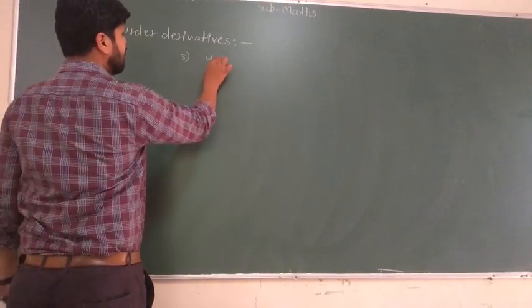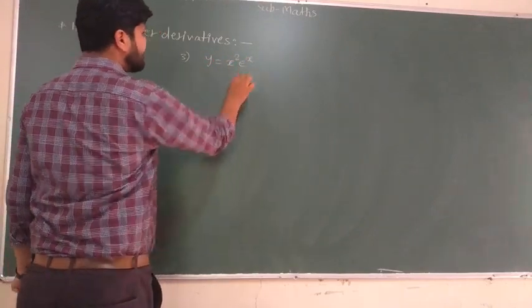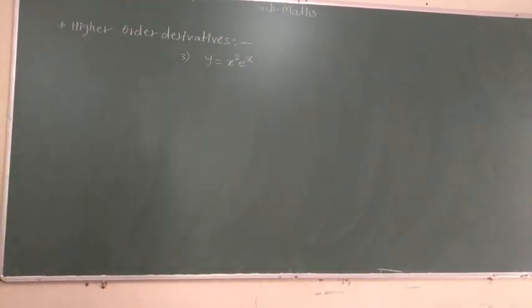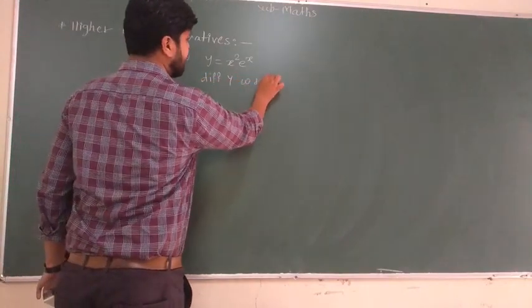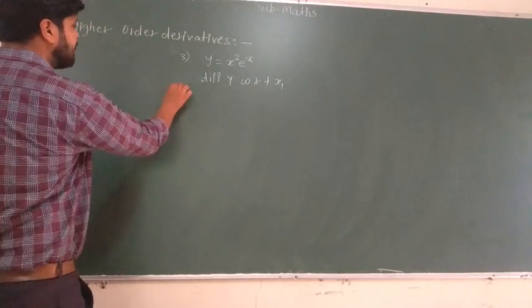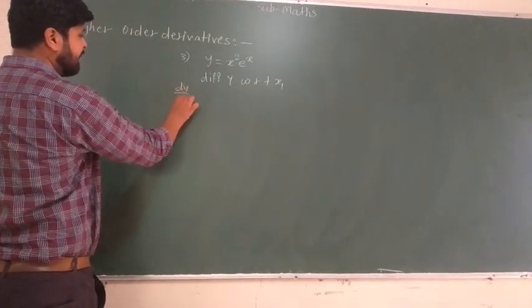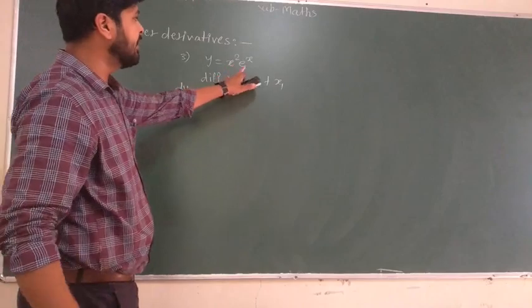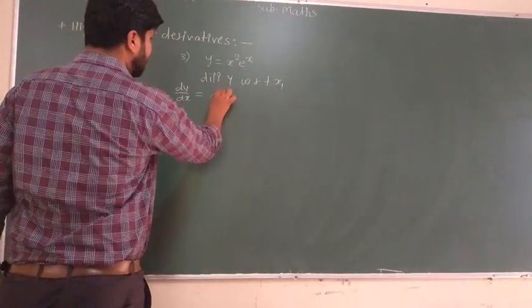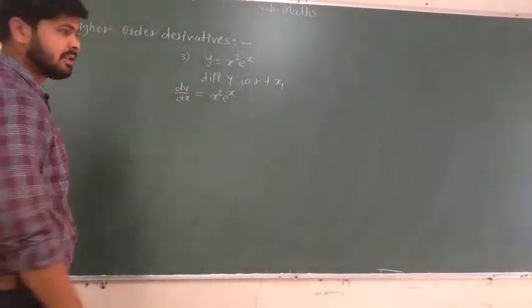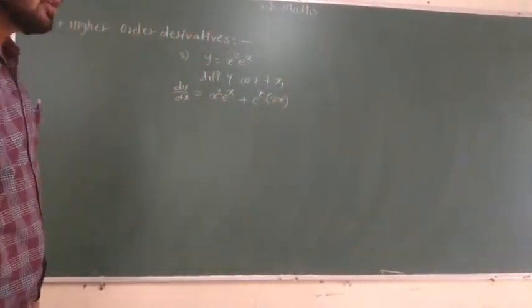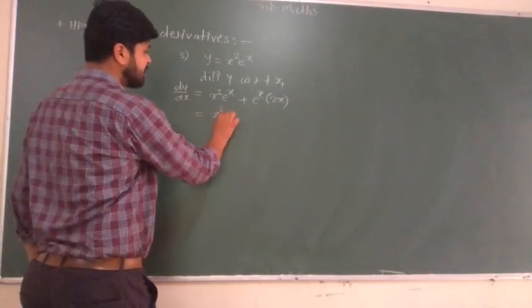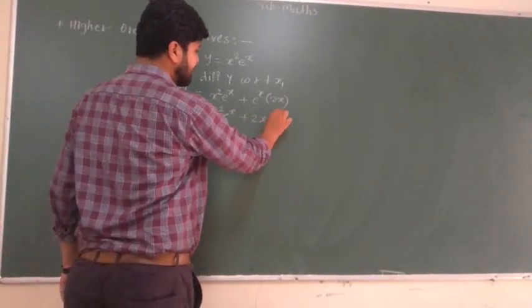Third example, y is equal to x square e raised to x. So if I differentiate y with respect to x, then its first derivative dy by dx is equal to, now here we have to apply product rule. So x square as it is, derivative of e raised to x is e raised to x, e raised to x as it is, derivative of x square is 2x. So x square e raised to x plus 2x e raised to x.